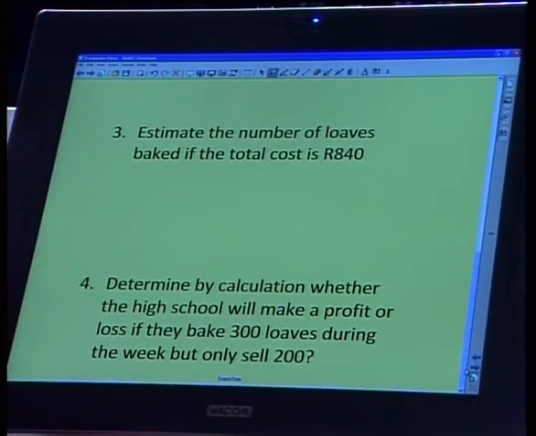And then finally, question 4, determine by calculation whether the high school will make a profit or loss if they bake 300 loaves during the week but only sell 200.